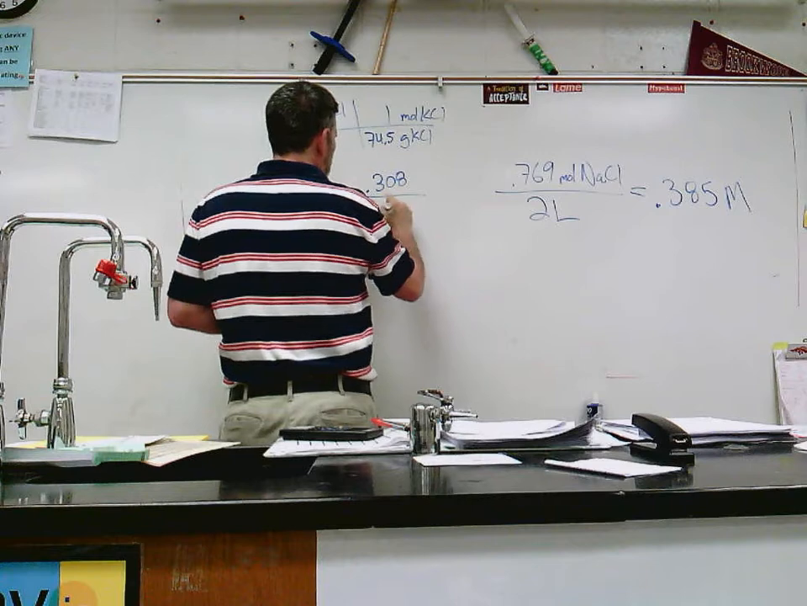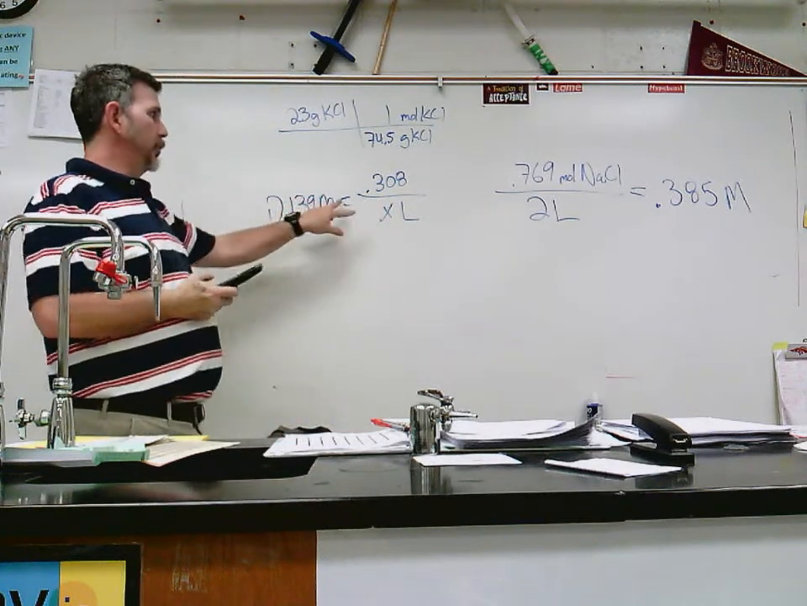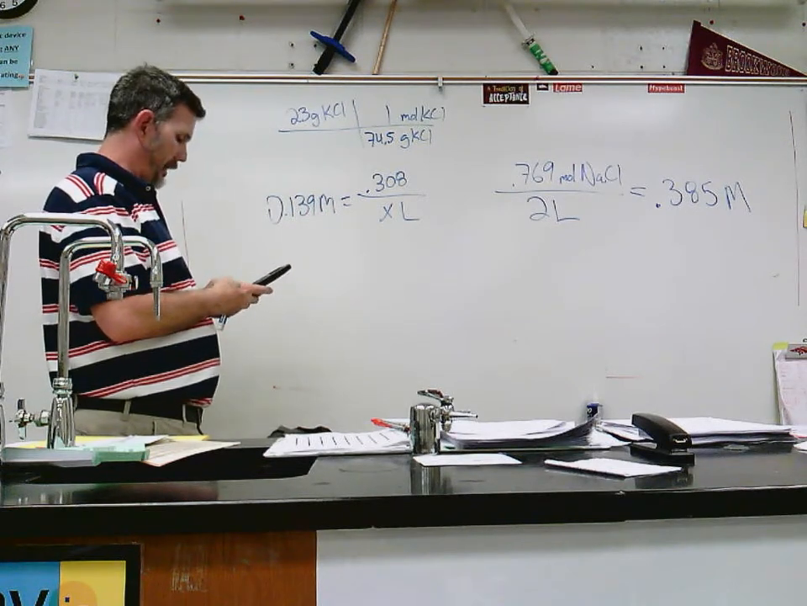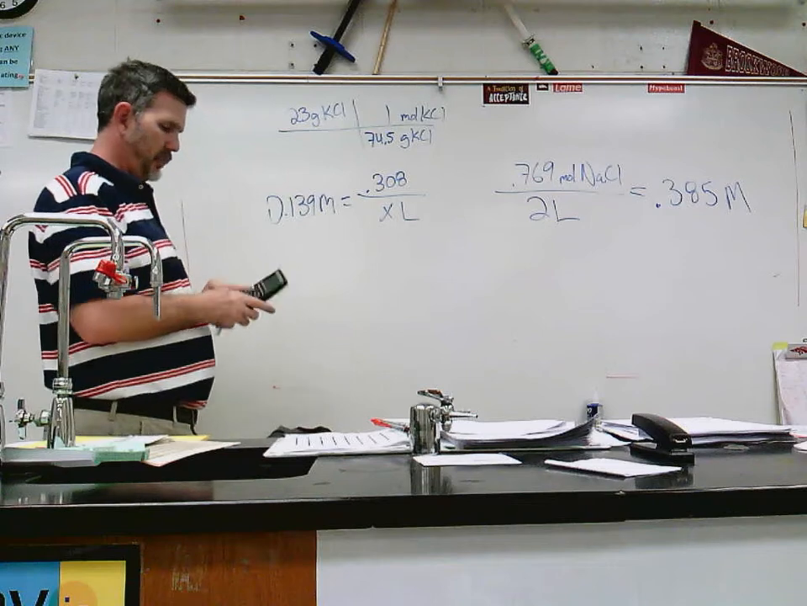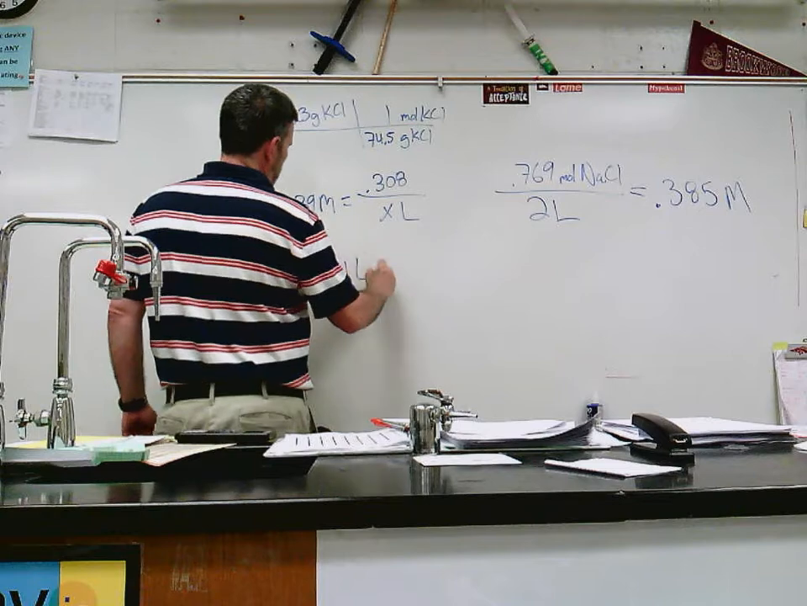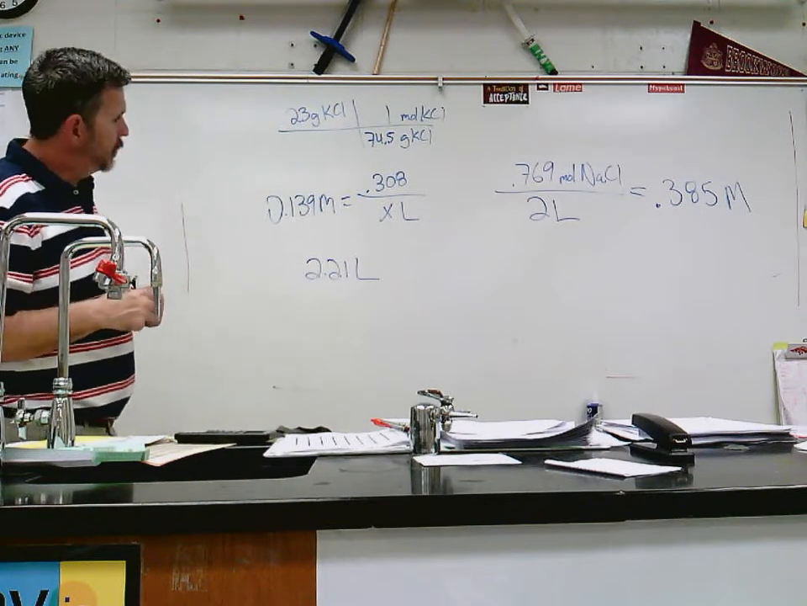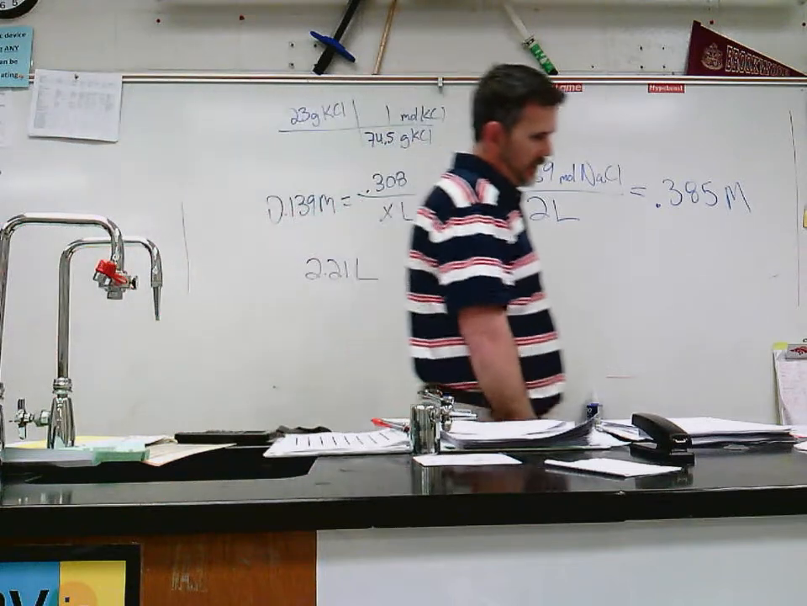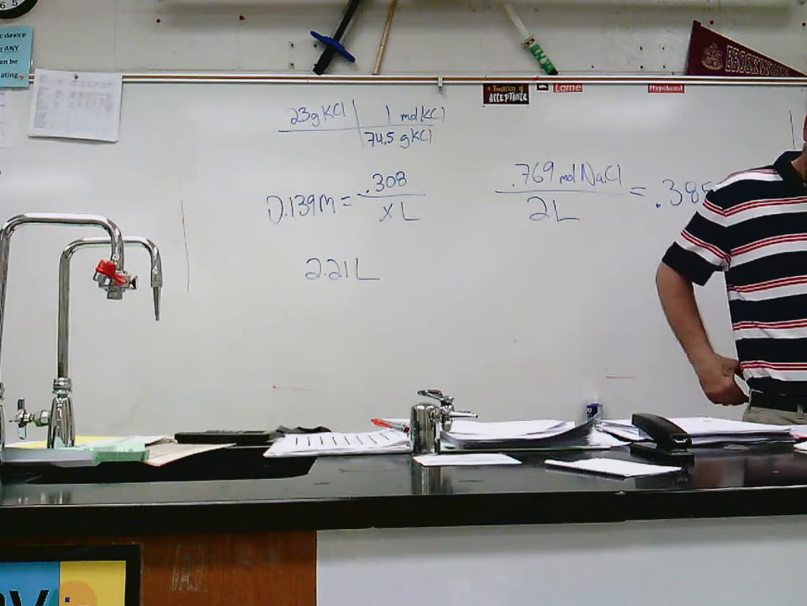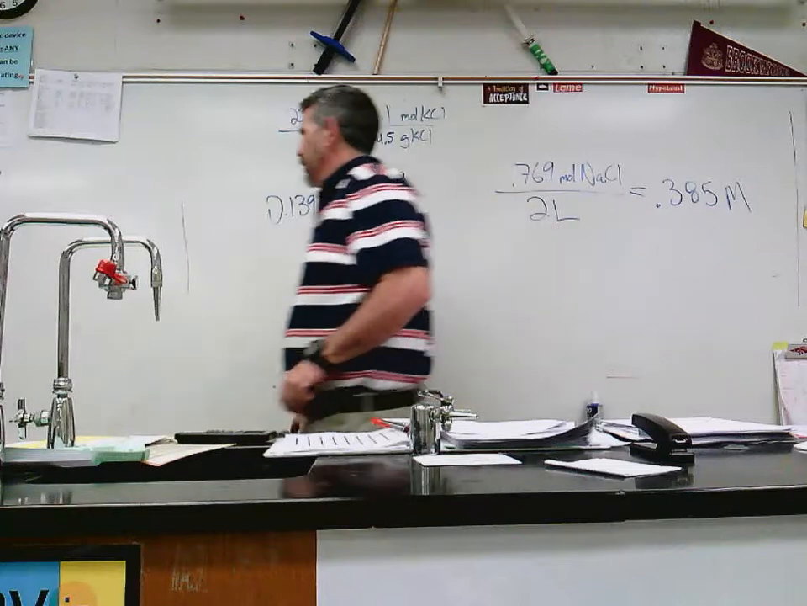And X liters of solution. So, remember, these two can switch places. 0.308 divided by 0.139 equals 2.21 liters. Is that right? 0.308, 0.139. Let's take a look. Just make sure we're doing the right thing here. 2.22 liters. Okay, so she's got the same answer as I do. Good enough. All right.